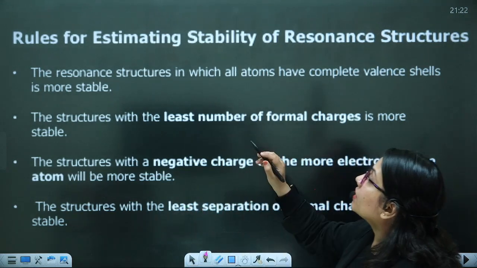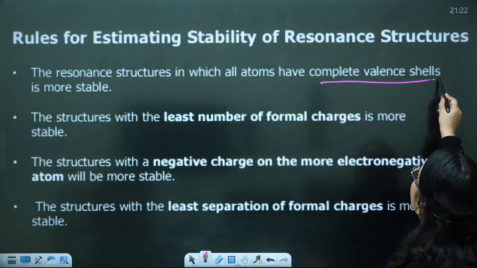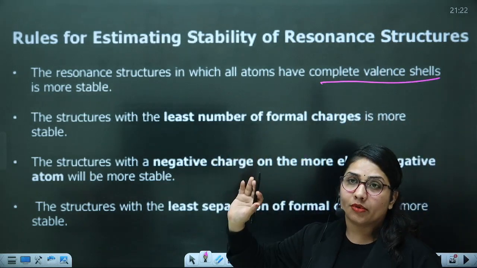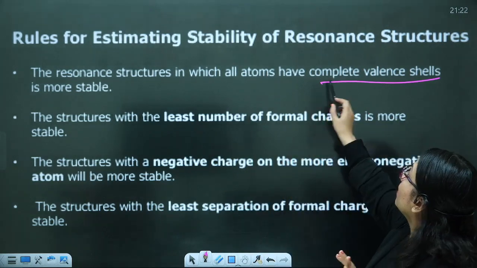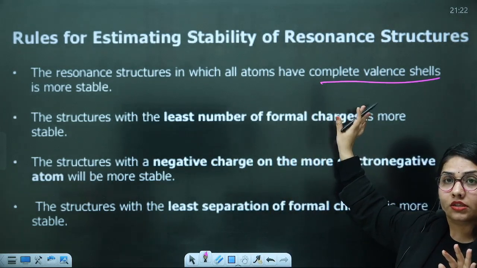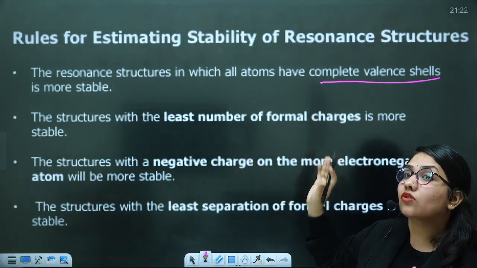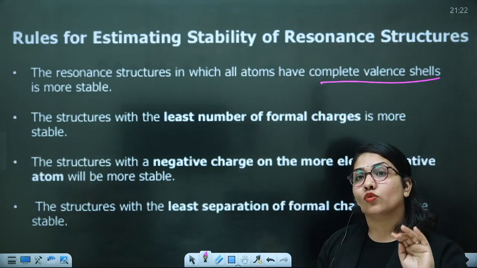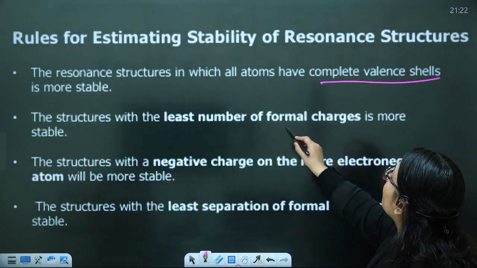See here, the resonance structure in which all the atoms have complete valence shells is more stable. If we have a structure where the complete valence shell of all the atoms is present and another one where this is not present, then the first one will be more stable. Next, the structures with the least number of formal charges.